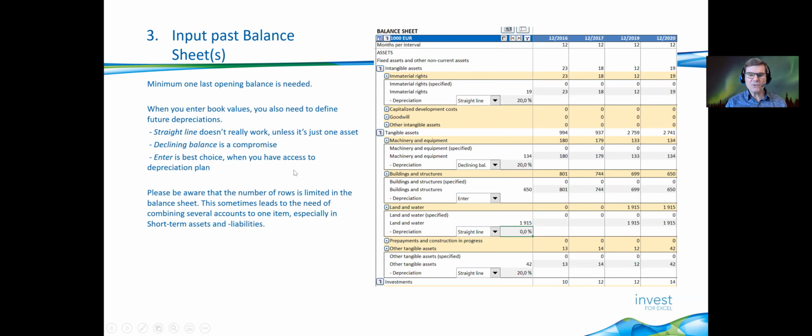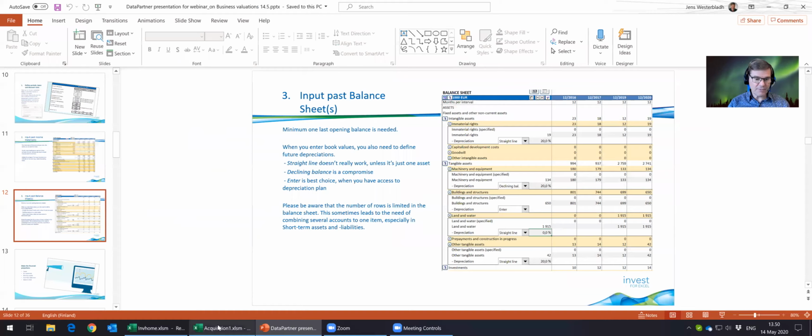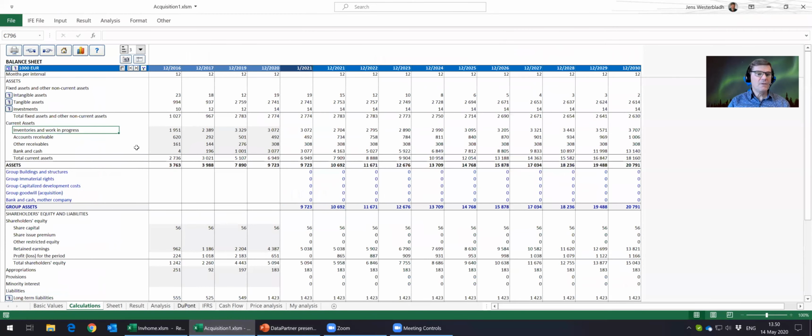But the best choice is of course if you have access to the depreciation plan from accounting or an ERP, so that you can enter or link or copy the numbers here. You choose enter and it will remove the calculation and protection and give you a possibility to enter the values.